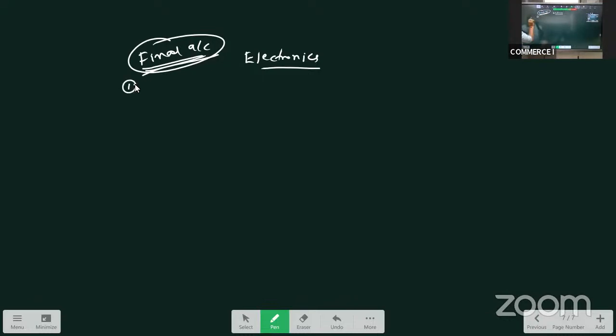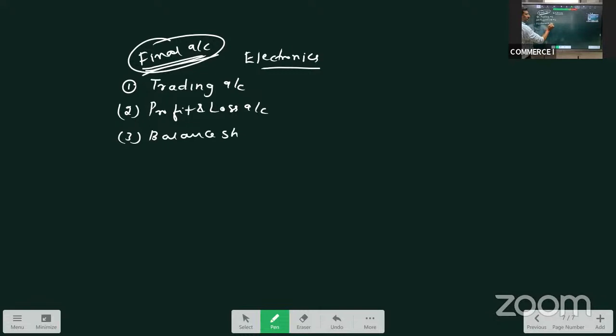For you, final account is taught in 3 steps. First, we prepare a trading account. Then we prepare the profit and loss account. And lastly, we prepare a statement called the balance sheet. If these 3 are done perfectly, it will fetch you 20 marks. Trading account, profit and loss account, and balance sheet.